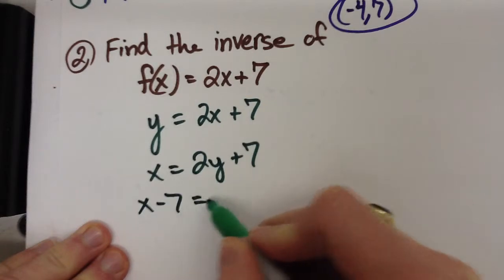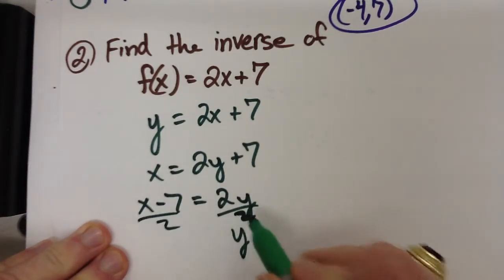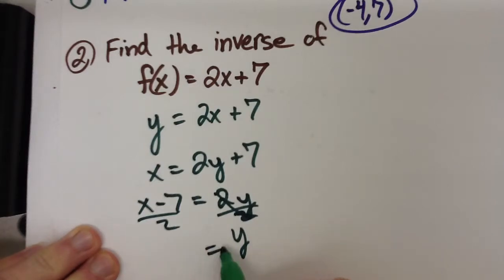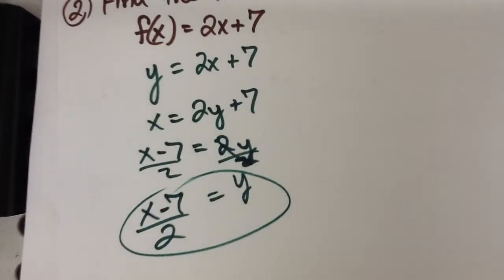So x minus 7 equals 2y. Divide both sides by 2. So y equals (x minus 7) over 2. And that's it. That's the inverse of what you started with. So try to work that on your own. Make sure you can do it. If you can, you're probably set.